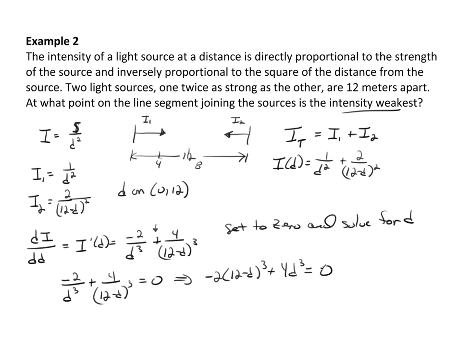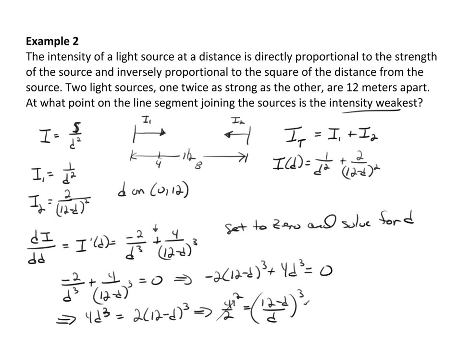Which then implies that 4d cubed is equal to 2 times (12 minus d) cubed. Oops, this is supposed to be cubed. There we go. And I'm trying to isolate d here. So if I move the d cubed over here, I'll have 4 over 2, which is 2, equal to (12 minus d over d), and all of this is cubed. So remember, this right here is just equal to 2.